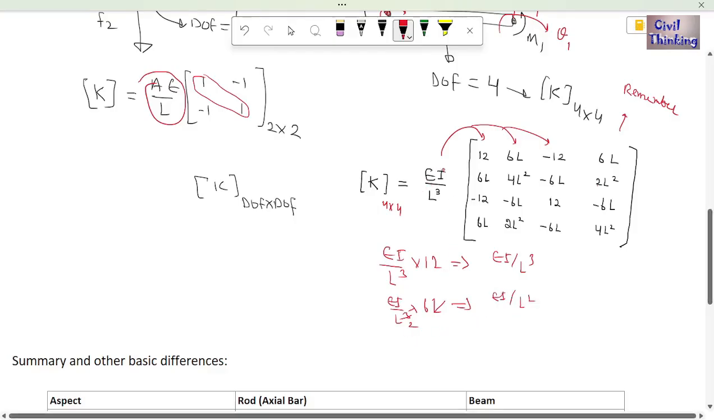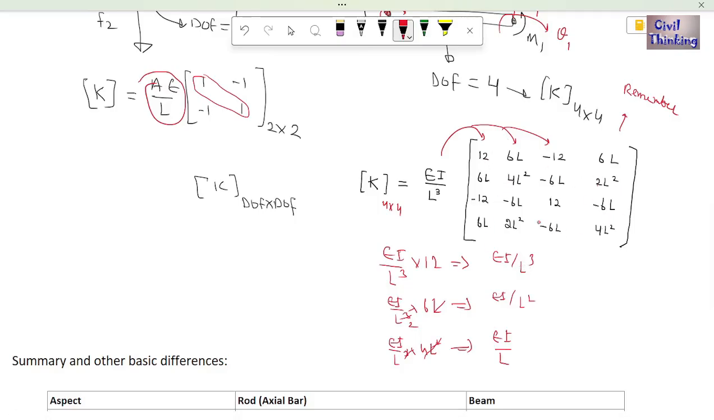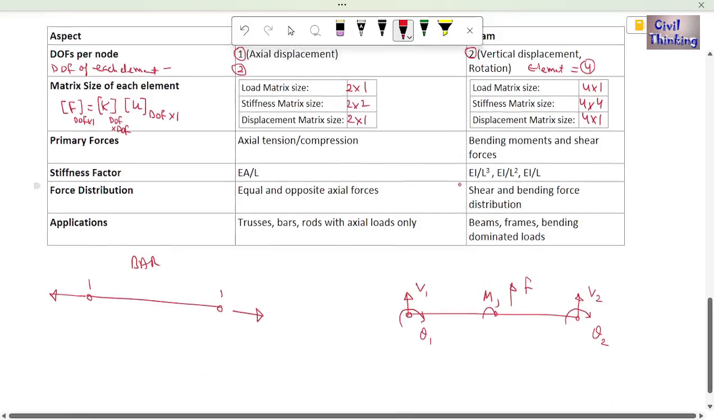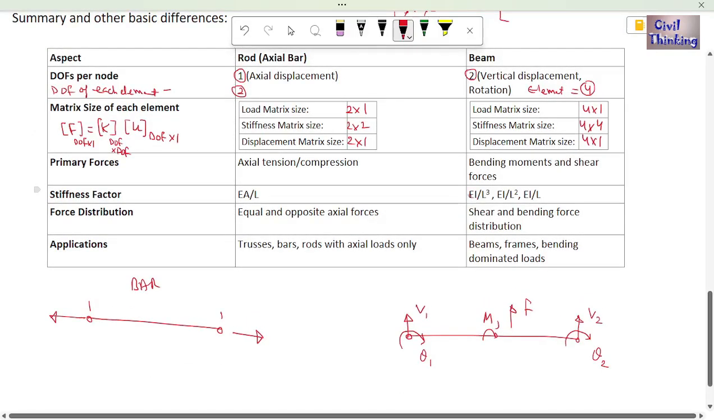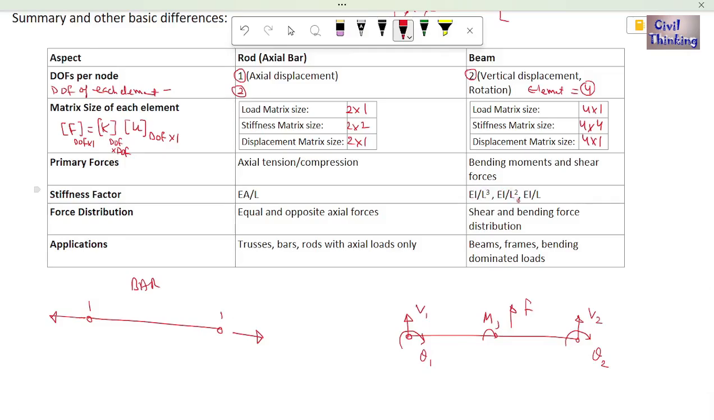Now we can also multiply EI by L cube with 4L square. EI by L cube times 4L square. Then what is going to be the factor? Now here it is square and here it is cube. So it will cancel, so it is going to be EI by L. So the factors are EI by L, EI by L square, or EI by L cube. Then when you multiply with others, it is going to be either of these three. So this is the reason I have written here these stiffness factors can be EI by L cube, EI by L square, and EI by L.